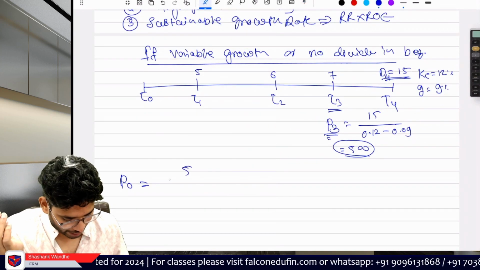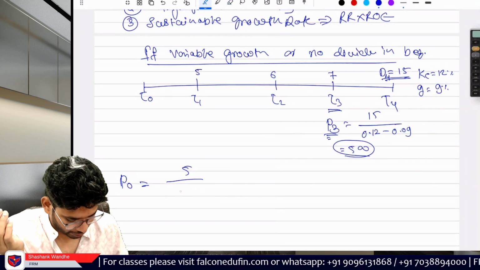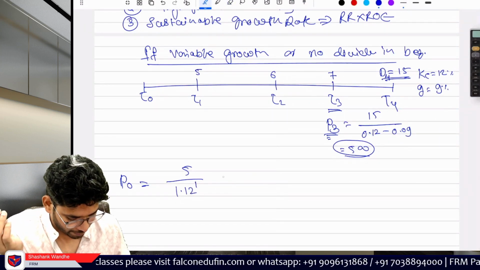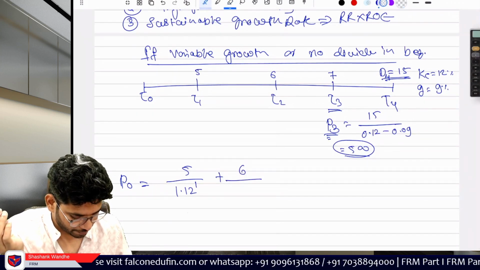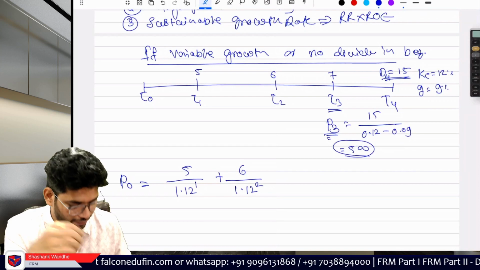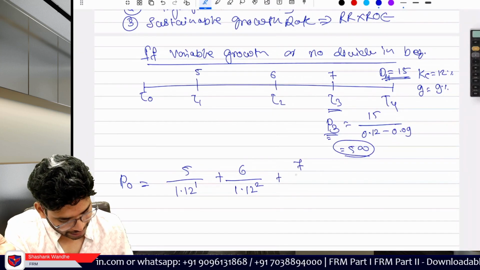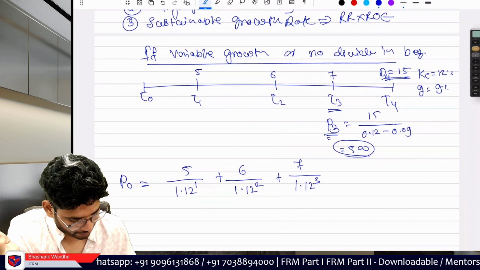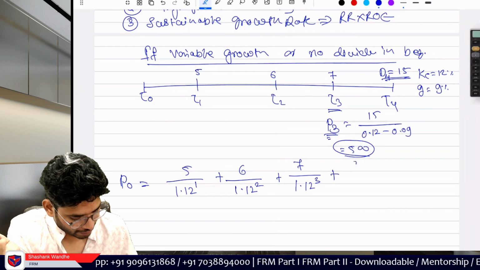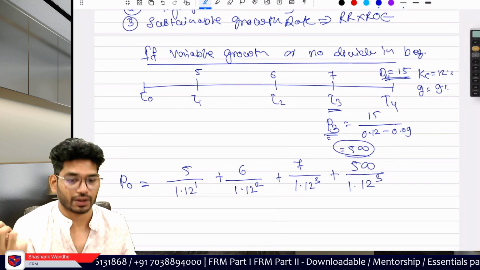So 5 discounted for 1 year. Okay, I'll directly write the factor only: 5 divided by 1.12 to the power 1, plus 6 discounted for 2 years, 1.12 to the power 2, then 7 discounted for 3 years, 1.12 to the power 3, plus 500 discounted for 3 years.